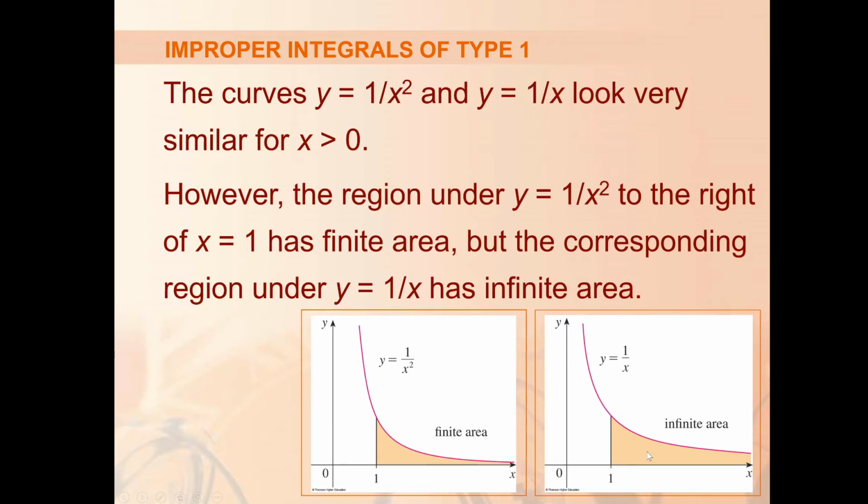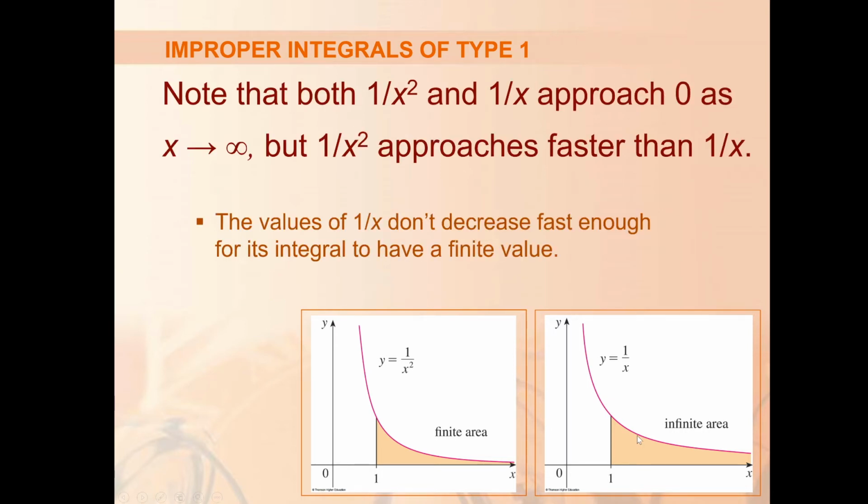Okay, so this one we need to focus on a little bit more, and we'll find out the reason why. Note that both 1 over x squared and 1 over x approach 0 as x goes to infinity, but 1 over x squared approaches faster than 1 over x. Okay, it's about the rate of change for the functions. It approaches faster than 1 over x.